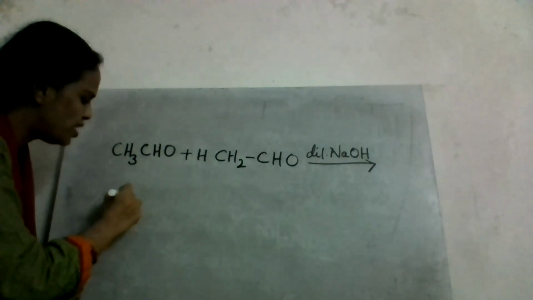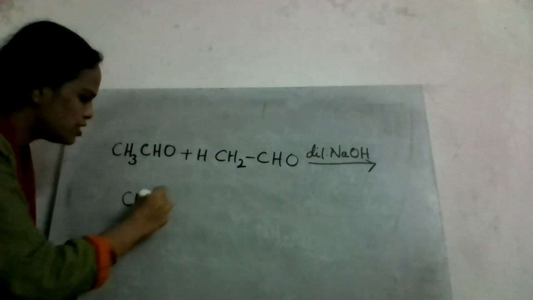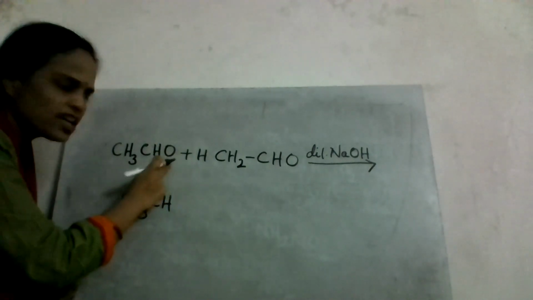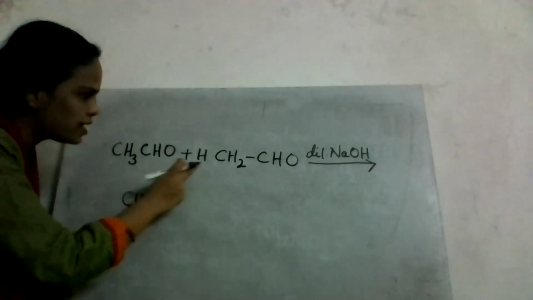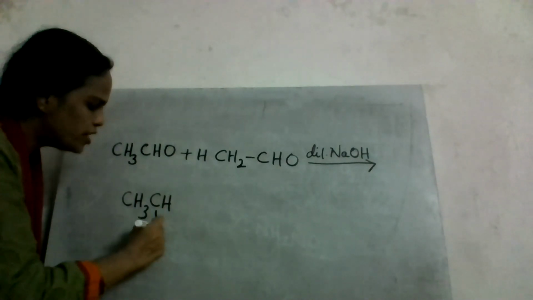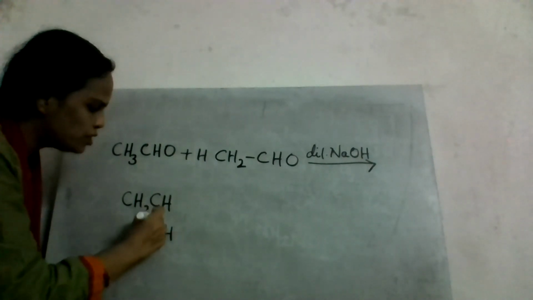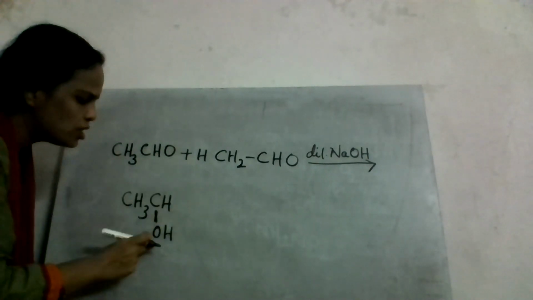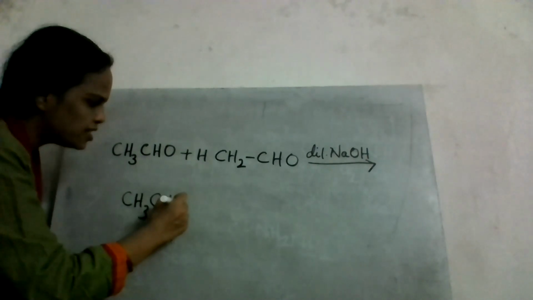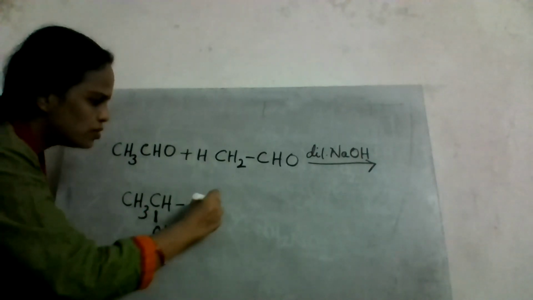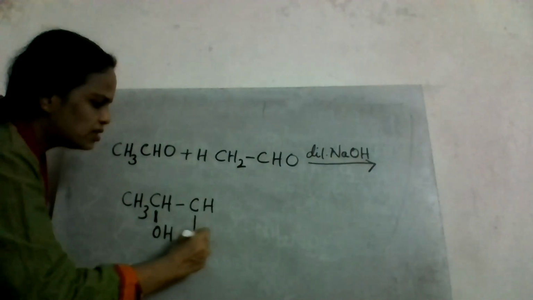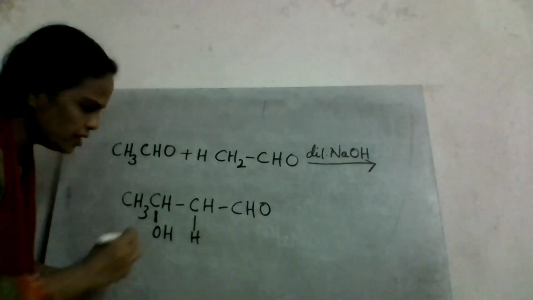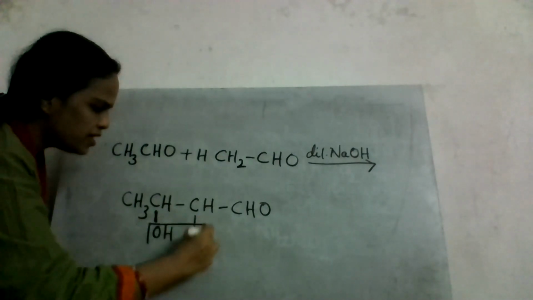So see the aldol product, CH3CH. This H will combine with oxygen. Actually it results in the formation of enolate ion. So OH will be formed, CH attached with OH. This H combines with O forming OH, and that OH gets attached with the CH, CH2, CHO. Okay, so this is very unstable.